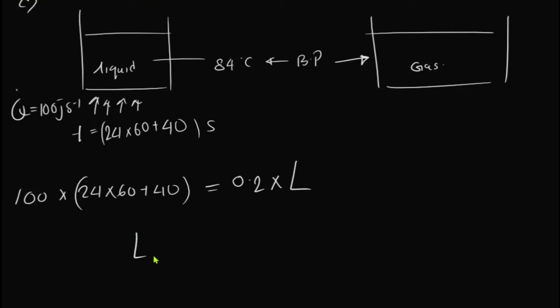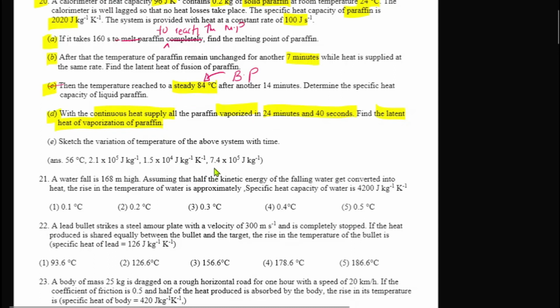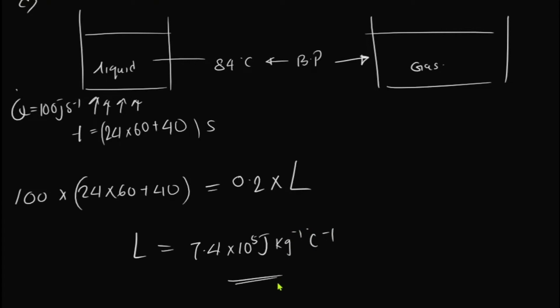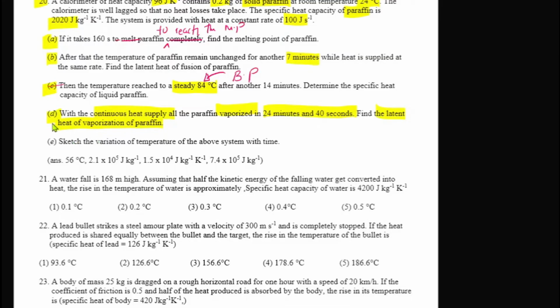So if you simplify this, you are going to get L to be closer to 7.4 into 10 to the power 5 joules per kilogram. Sorry, not per degree Celsius, just per kilogram. So this is the latent heat of vaporization.